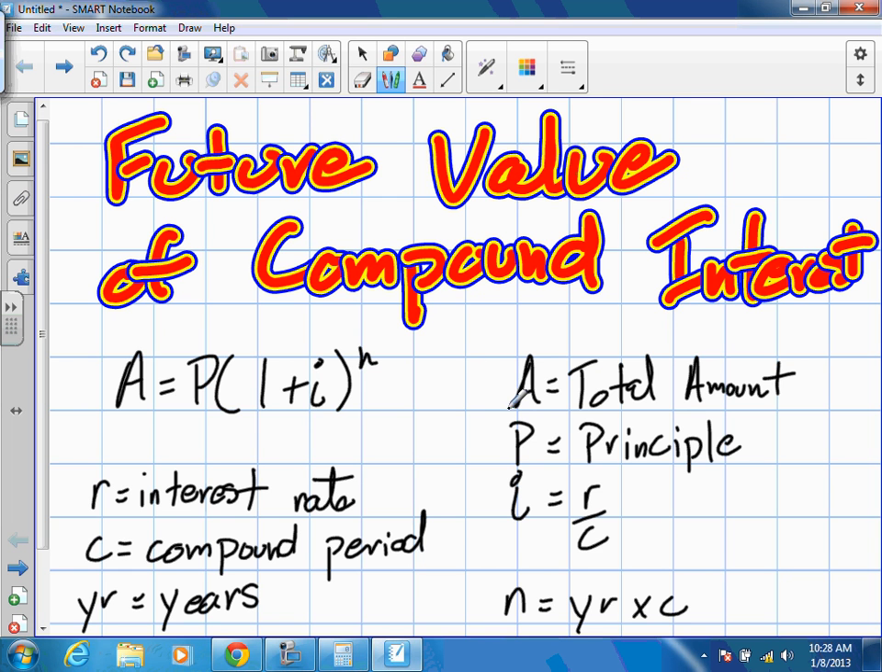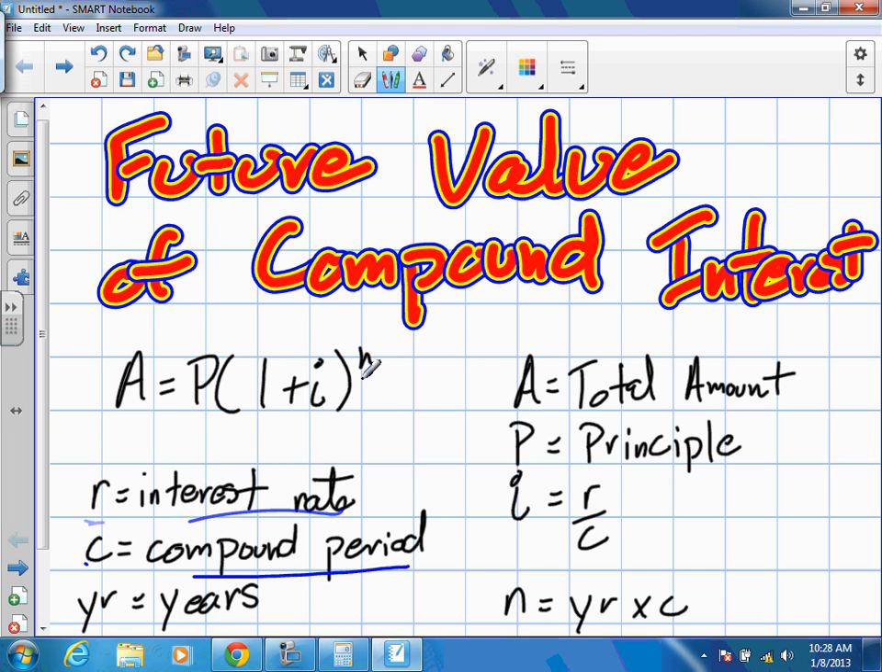So all of these definitions, these letters, you still have to know. A couple of the letters have changed. Our uppercase A is still the total amount. That hasn't changed since yesterday. P is still the principal amount, so the amount of money you put into something or the amount of money you borrow in a loan. We've replaced R with I. Now, I is still technically your interest rate, but it's your interest rate divided by your compound period. R is interest rate, C is compound period. And we're going to talk about why this happens in a second.